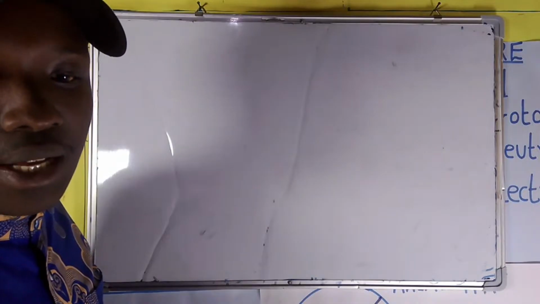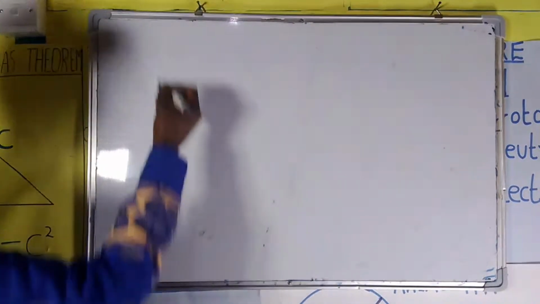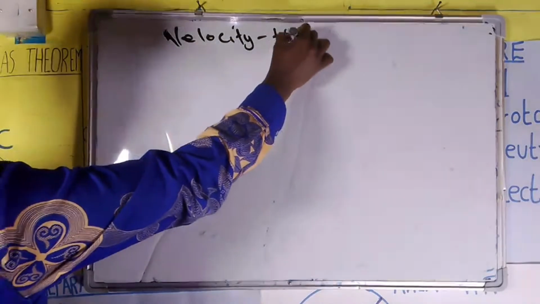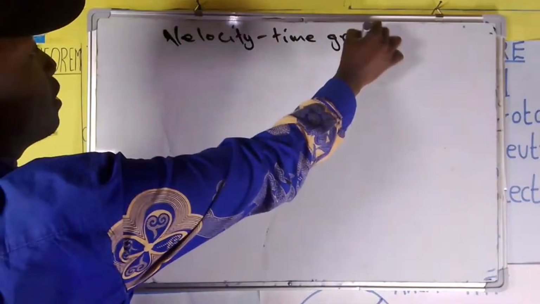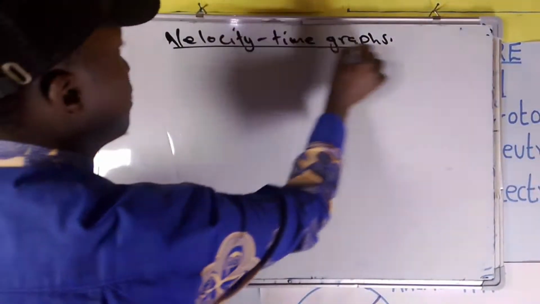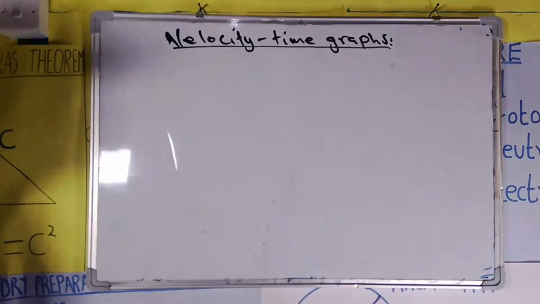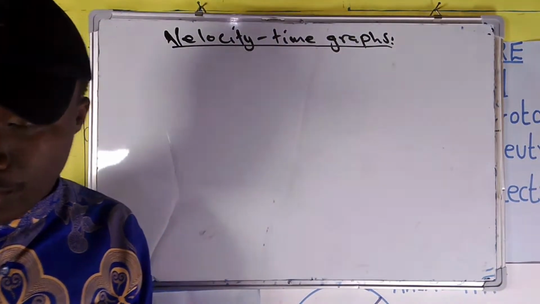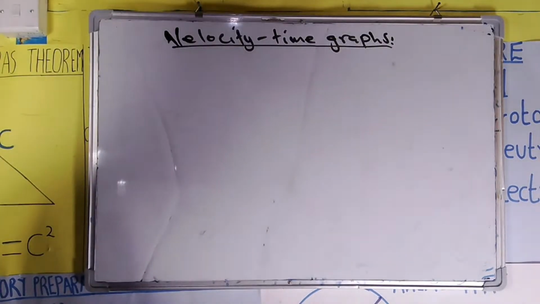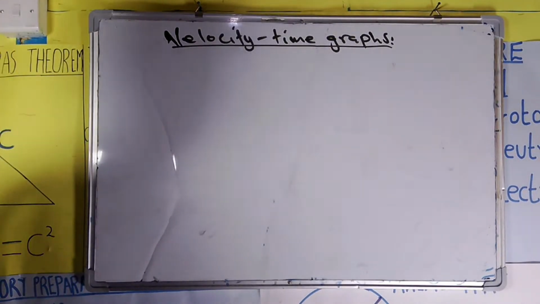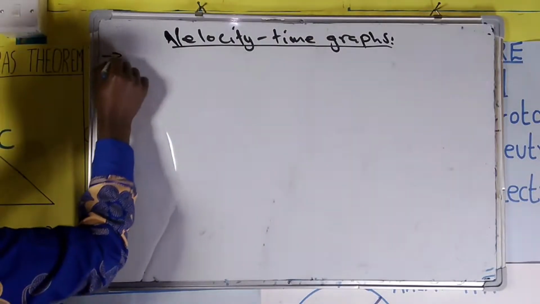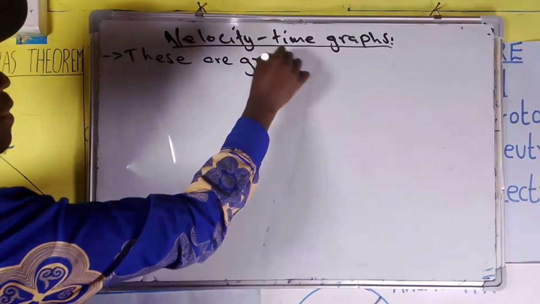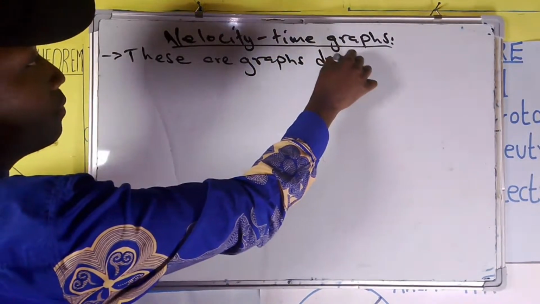But before we get to relative speed, I want us to work on velocity time graphs. When we talk of velocity time graphs, what we are generally talking about is that in velocity time graphs, these are graphs drawn.